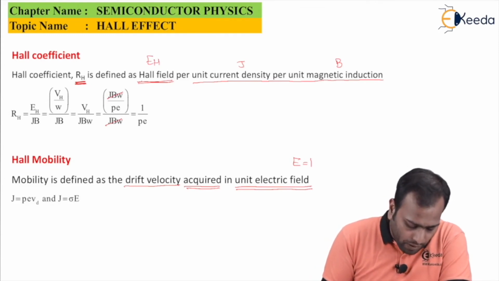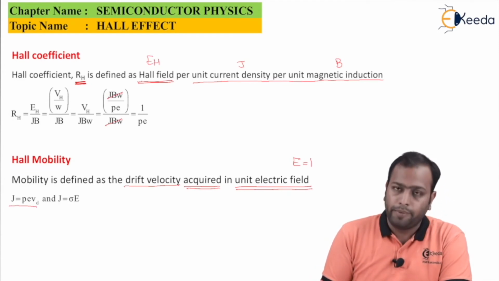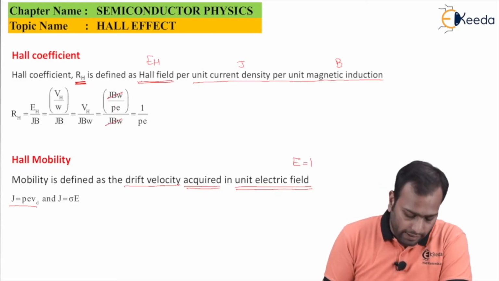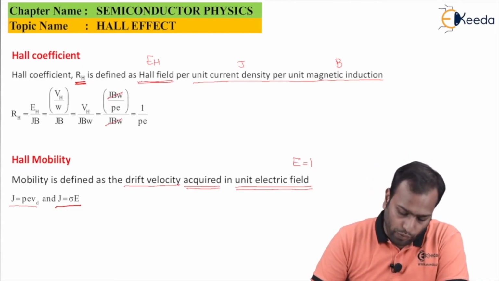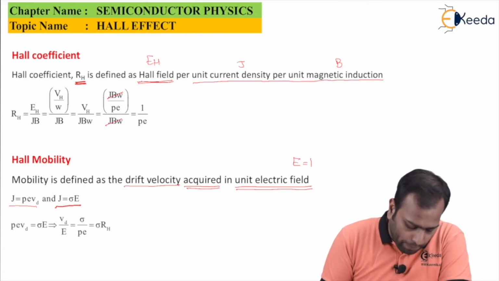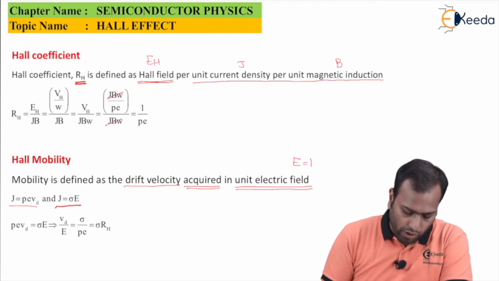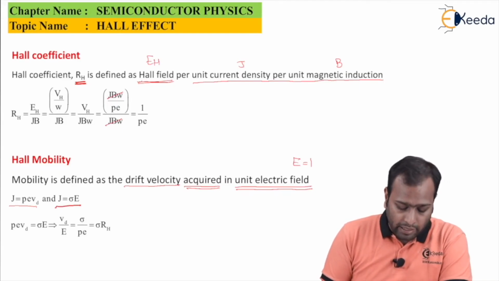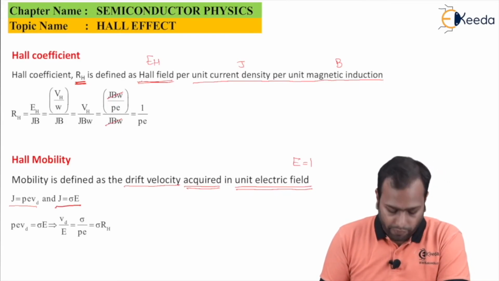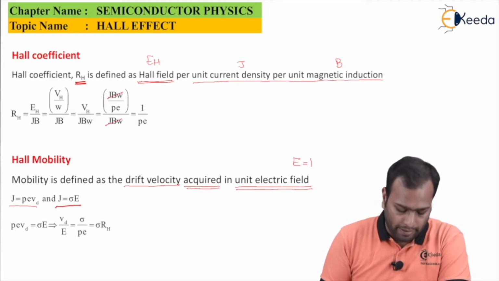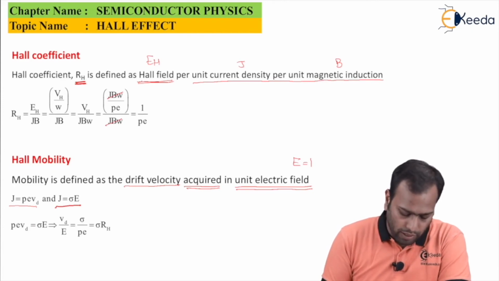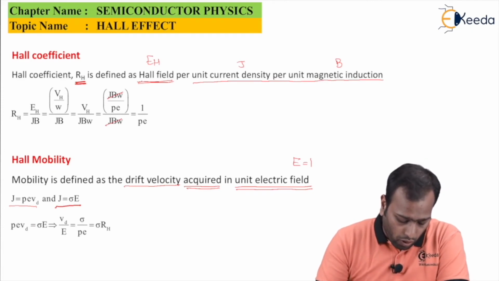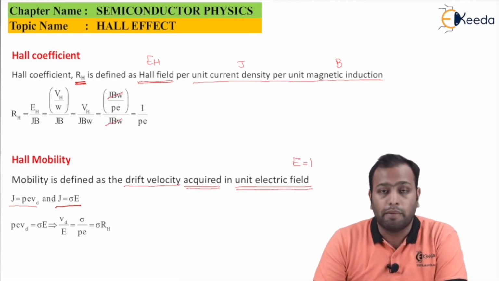So we define this as, we all know that J is equal to p e v_d. Of course, this comes from the previous slide, and J is also given by sigma into E, where sigma is the conductivity and E is the electric field. If you equate both of these equations, you'll get p e v_d equals sigma into E, or you can say v_d by E, that is drift velocity acquired in unit electric field, is nothing but sigma upon p e. Now you all know that 1 upon p e is nothing but R_H, therefore you'll replace this as sigma into R_H. So you can say your Hall mobility is nothing but sigma times R_H.